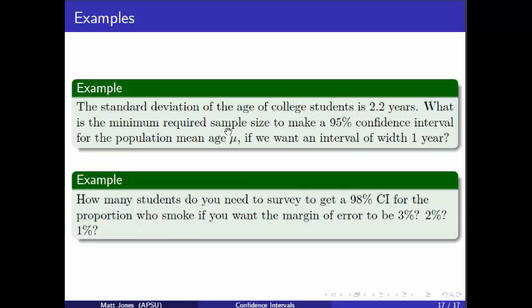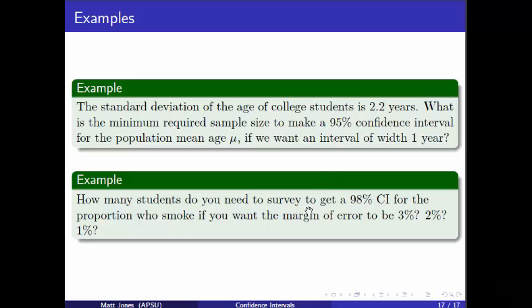What's the minimum required sample size to make a 95% confidence interval for the population mean age, mu, if we want an interval of width 1 year? All right, and be careful here. The interval is to have width 1 year. That means the margin of error is going to be 6 months or half a year.